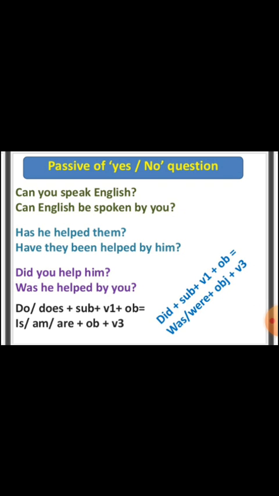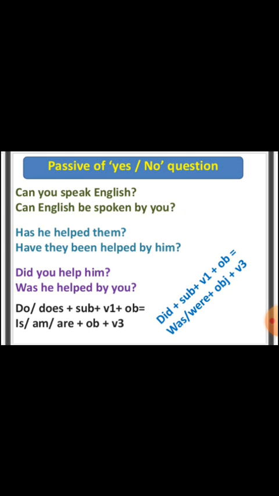Today we are going to discuss the passive voice, starting with yes or no questions. In the previous video, I told you about the rule table which you have to learn, and on the basis of your rule table you have to change these voices. The questions which begin with the help of a helping verb, like: can you speak English?